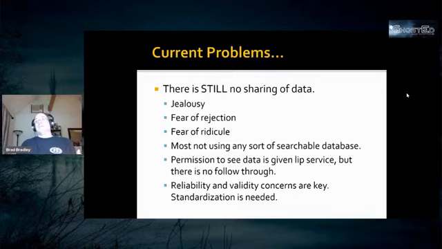Permission to see the data is given lip service, but there is no follow through. Hardly anybody follows through with it. And the reliability and validity concerns are key here. There is no standardization of techniques. Standardization is needed. There are no standard techniques right now.